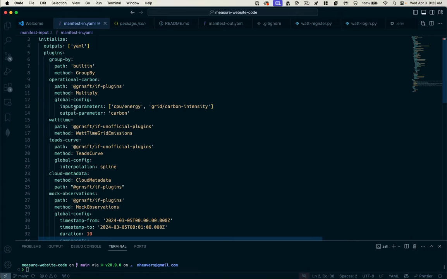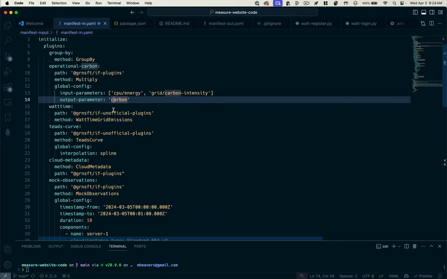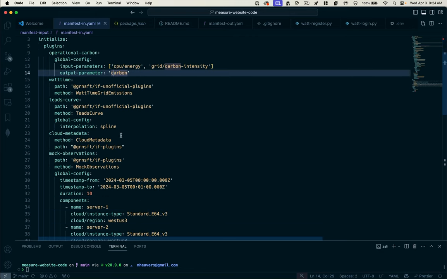These are different plugins, and some of them have a global config where we specify our input parameters and output parameters. But it's not immediately clear sometimes in what units those parameters are expected. For example, carbon intensity is a measure of how clean our electricity is. It refers to how many grams of carbon dioxide are released to produce a kilowatt hour of electricity. It's measured in grams of CO2 equivalent emissions per kilowatt hour. And we can collect that information from the WattTime plugin.